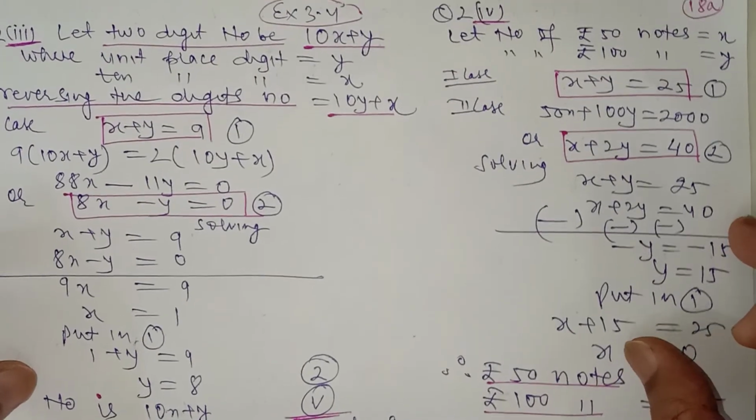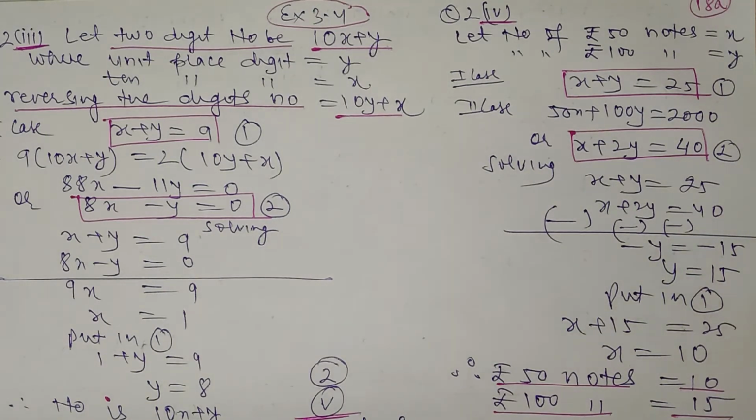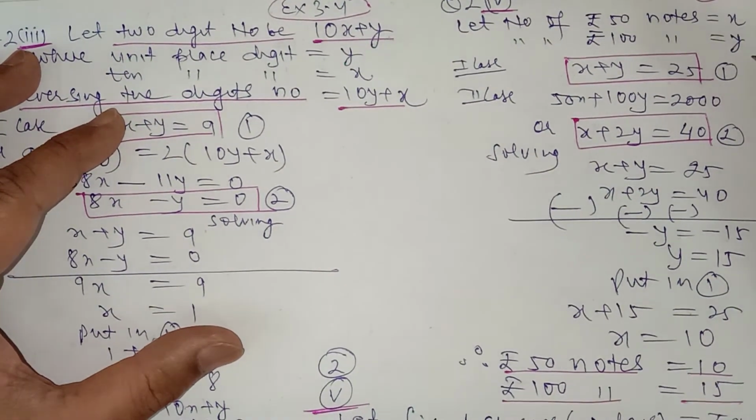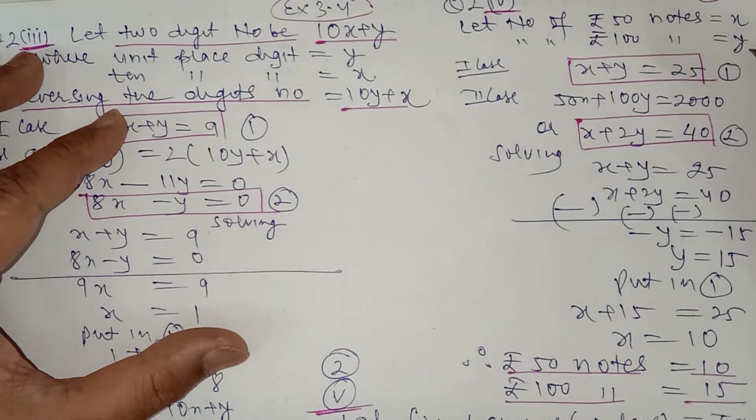Now in the fourth part of this question, it is given that there are two types of notes, the total number of notes is 25, and the total value of those notes is 2000. So let the number of 50 rupee notes be x and the number of 100 rupee notes be y. It is given that x plus y is equal to 25, the total number is 25.